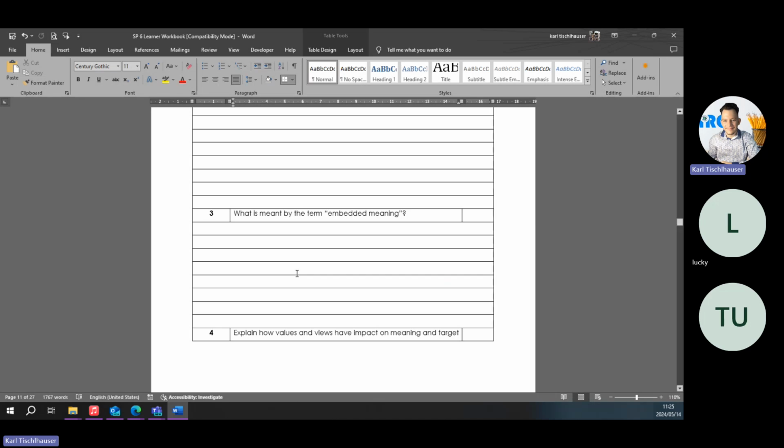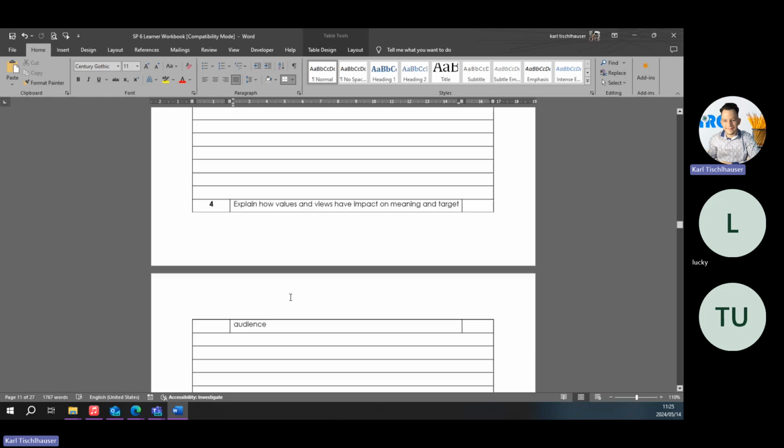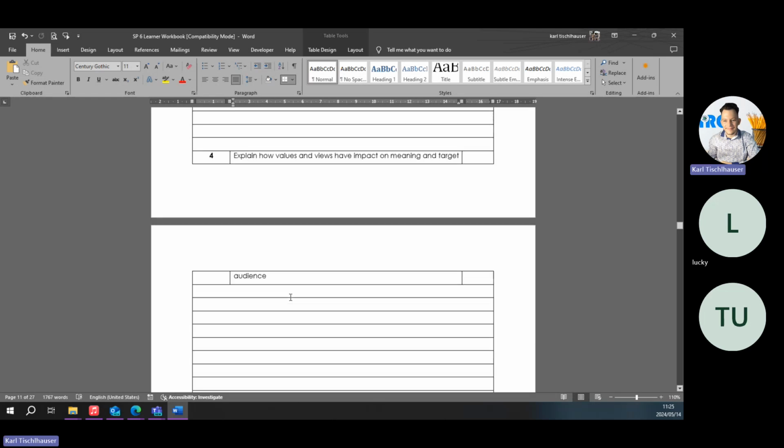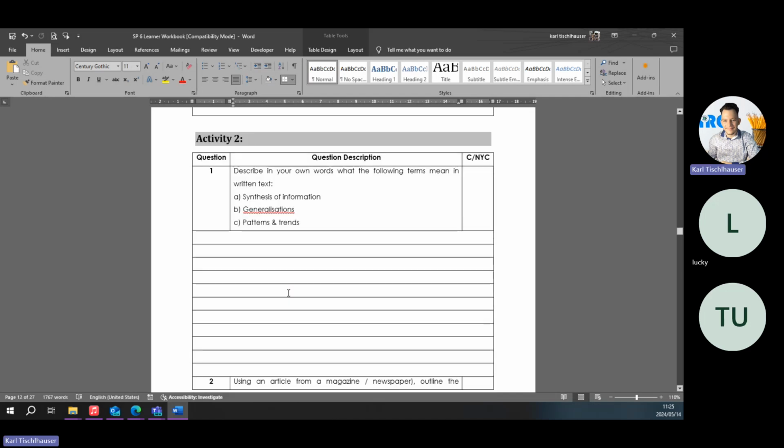Number four says explain how values and views have an impact on meaning and target audience. So remember that your values and views can change the meaning of something that you've written or something that's being said. It could also impact how the target audience interprets it based on how you've spoken about it. Let's keep going. It says, describe in your own words the following terms. So what do the following terms mean?